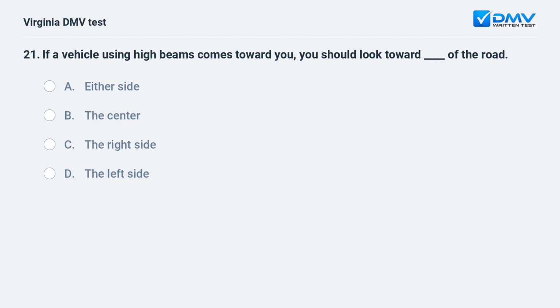If a vehicle using high beams comes toward you, you should look toward blank of the road. A. Either side. B. The center. C. The right side. D. The left side.